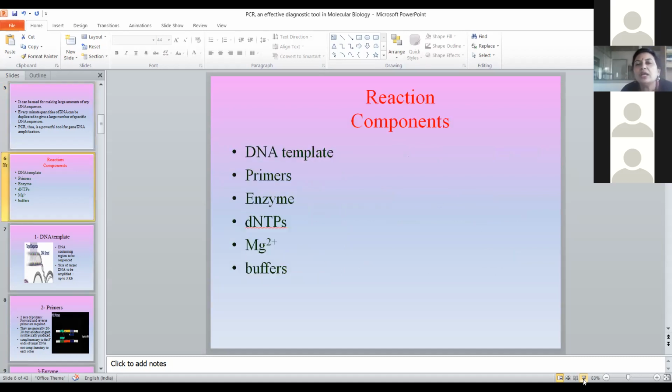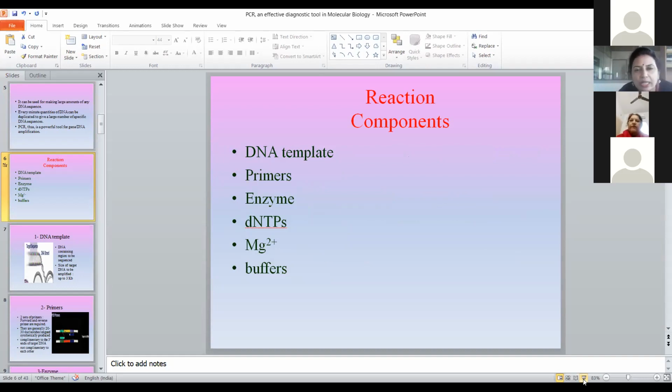Okay, now what are the various reaction components that are required during PCR? Number one, of course, the sample, that is the DNA template. The primers, you have studied replication. So to start replication, DNA polymerase actually requires a primer. So primers are required. All these reactions are taking place in vitro, or will be carried out in vitro. So we need to arrange all these reaction components first.